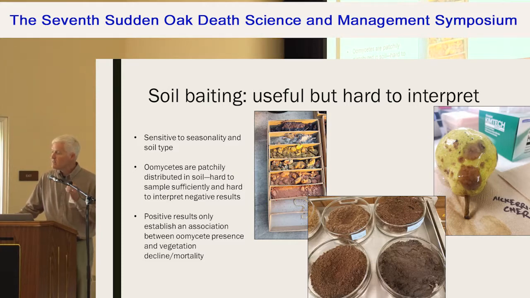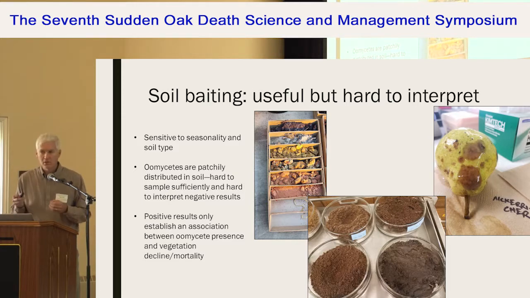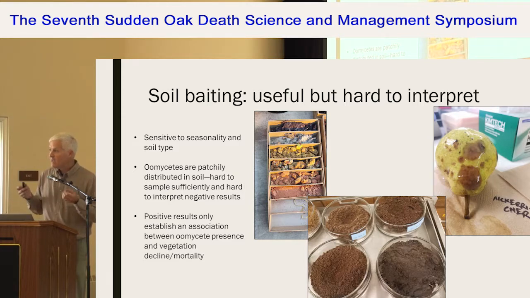You can see an association between damage or mortality in the trees and the soil positive that you get, but that's not sufficient to prove that that Phytophthora is causing that damage on the tree. So all of these things have to be kept in mind, weighed, taken with a little bit of a grain of salt when you're looking at soil baiting. With that said, it is an efficient way to survey for Phytophthoras through this large landscape in California.